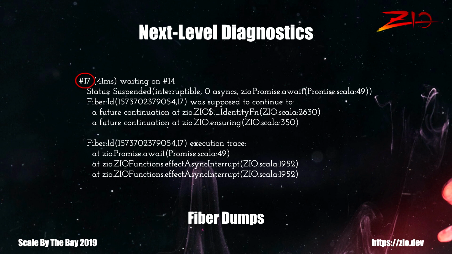format. We can see that fiber number 17, which has been executing for 41 milliseconds, is currently waiting on fiber number 14 to do something. Not only that, but we can see that it's suspended. It's currently interruptible, so it could be canceled from the outside. It has done 0 async operations so far, and we can see the exact line of code where it's waiting on fiber number 14 to complete. And then in addition to that, of course, we get the full execution trace, which contains the history of all operations leading up to the point where it was suspended.